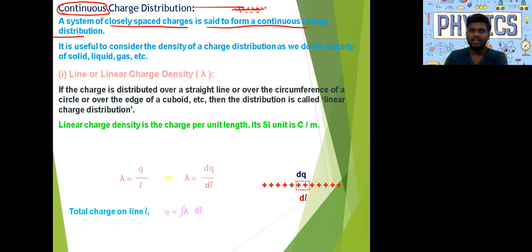Take this metal. Here all charges are closely packed. All charges are closely packed. It will appear like a continuous charge distribution.